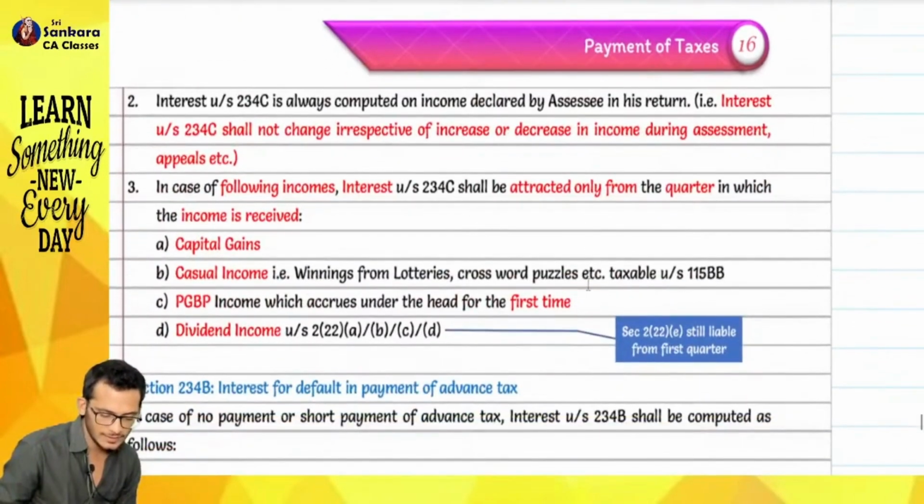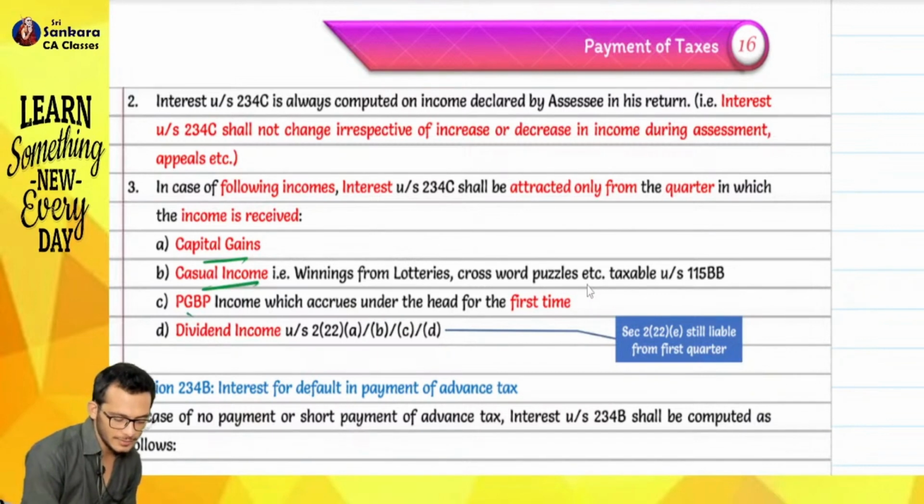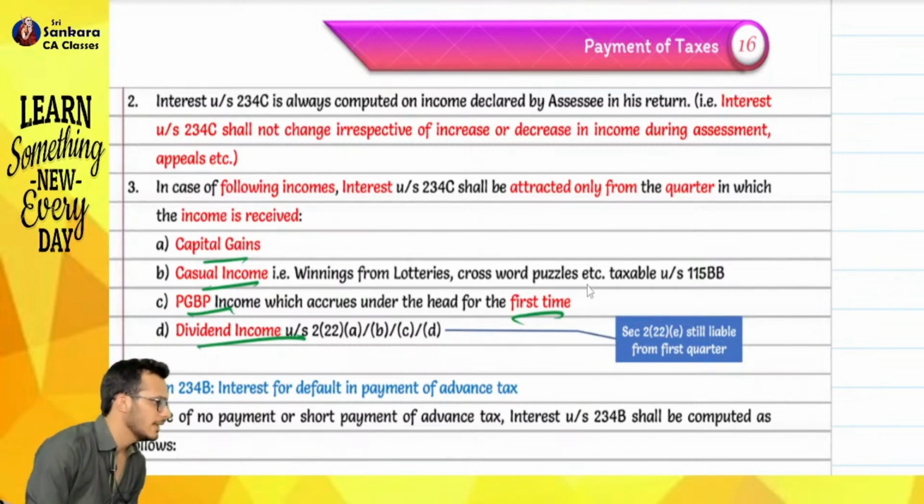And here we would have said, boss, if you have any of the following incomes, 234C will be attracted only from the quarter in which you earn the income, because you are required to pay advance tax only from that quarter. What are the incomes? Capital gains, casual incomes, PGBP income for the first time, dividend income. Clear? Yes, this is what your advance tax looks like.